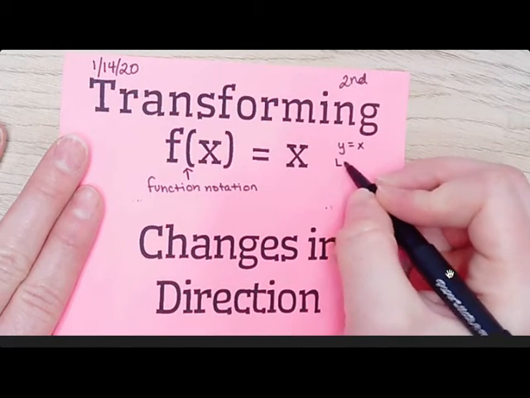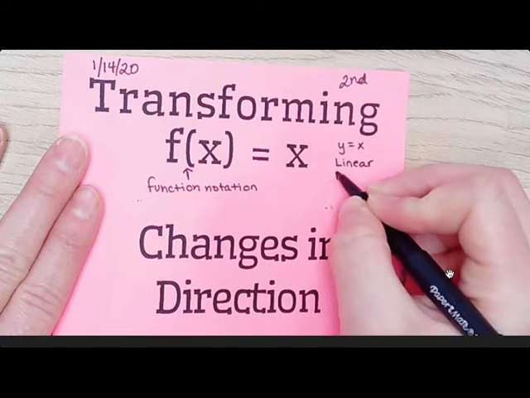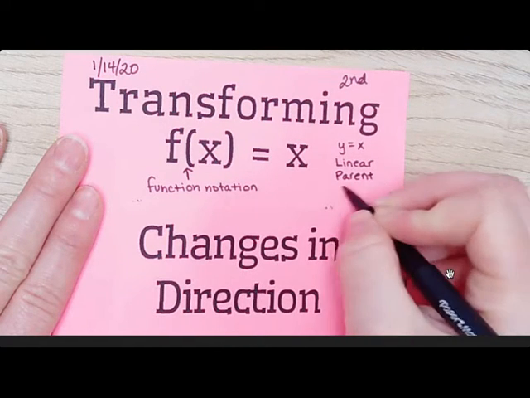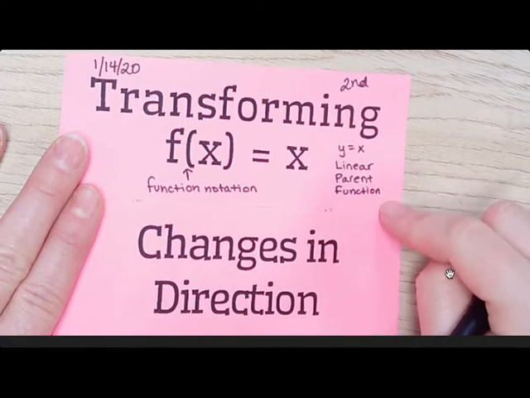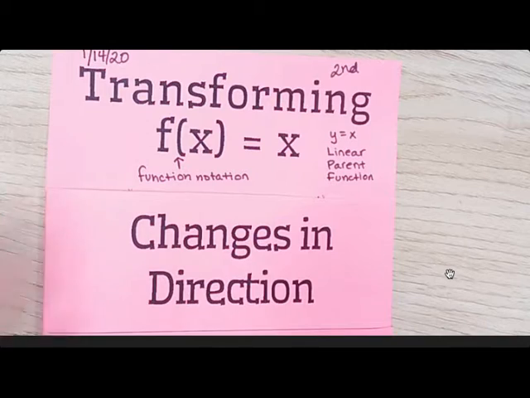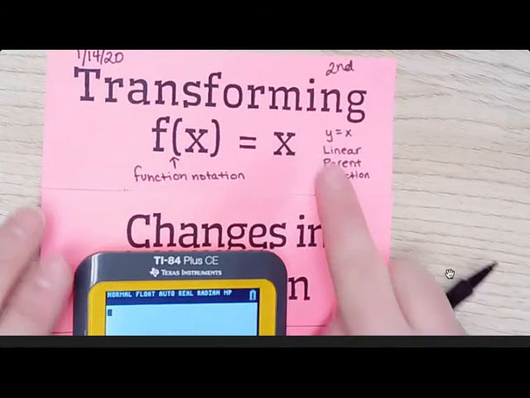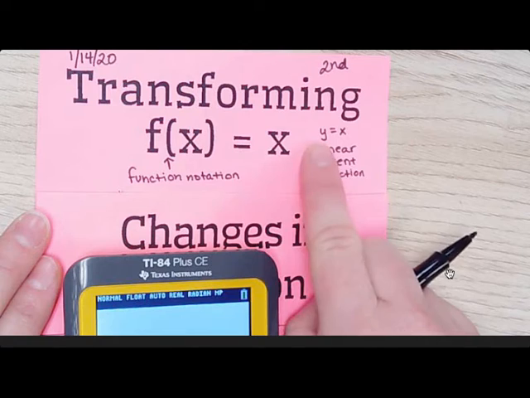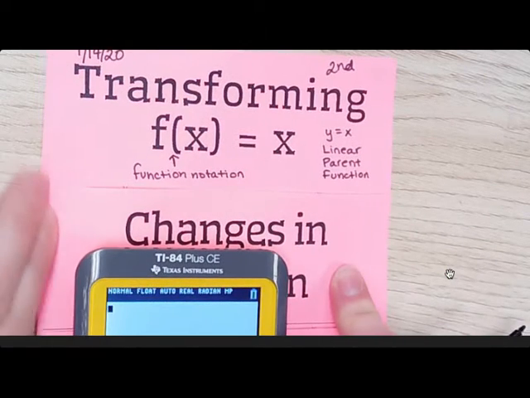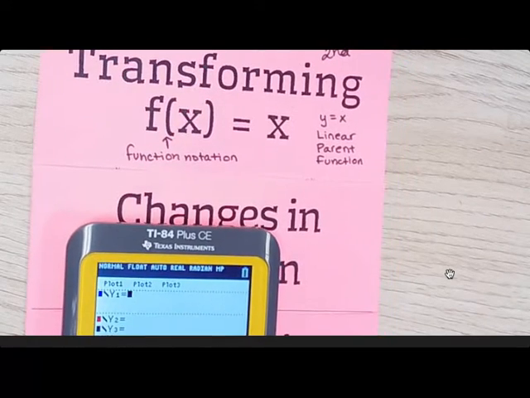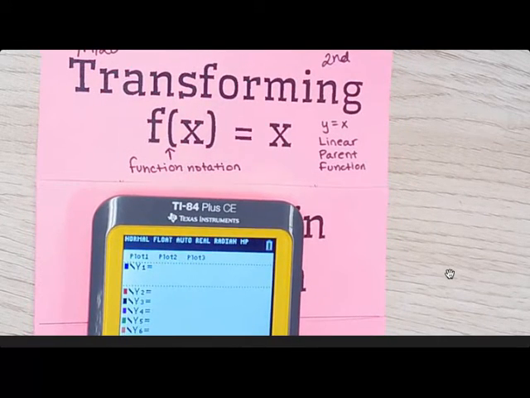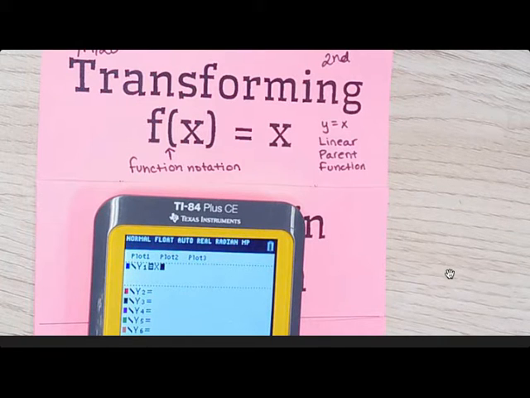This is called our linear parent function. It's the most basic linear function. It's just y equals x. We are going to transform f of x equals x or y equals x into different linear functions. So we go to y equals, clear out what's in there, and let's just put y equals x. This is our linear parent function. Everything's going to be transformed from this to another.